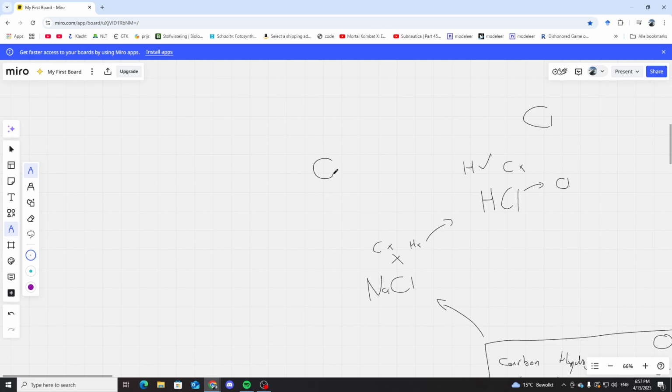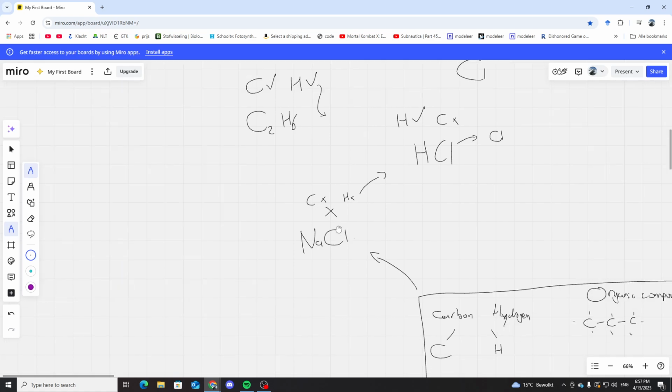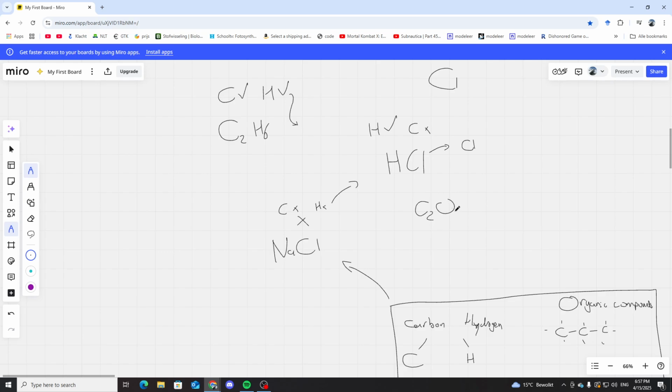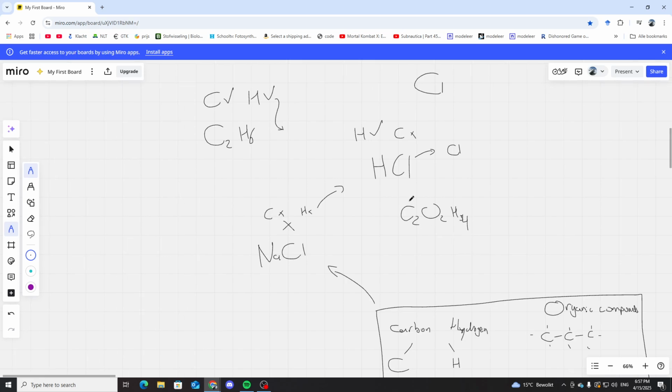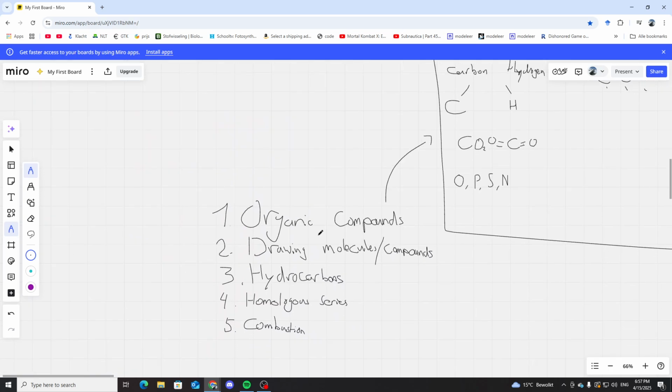Let's see another one. Let's say I do C2H6. We just check, does it have a C? Yes, sir. Does it have an H? Yes, sir. So this is an organic compound. Let's say C2O2H3. Is this an organic compound? Let's see. Does it have a C? Yes. Does it have an H? Yes. So organic compound. Yep, that's just how you check through these. That is the organic compounds.